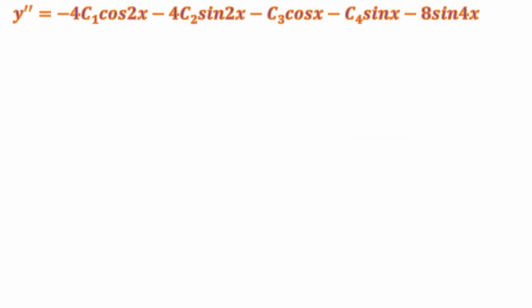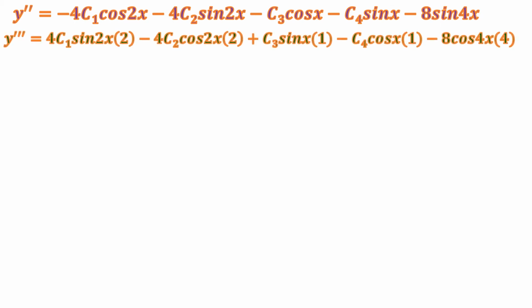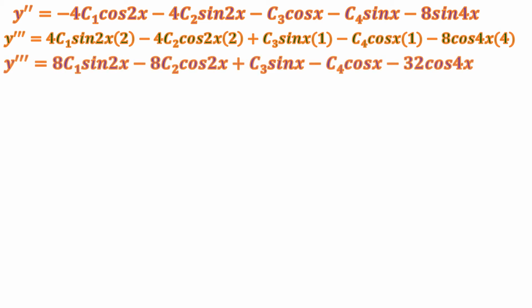Now using the y double prime, we can have the y triple prime by deriving this equation. So let's derive this. It's the same procedure as deriving the previous primes. So we have the y triple prime. We have 8c1 sine 2x minus 8c2 cos 2x plus c3 sine x minus c4 cos x minus 32 cos 4x. So observe that the functions are the same. It's just sine and cosine interchanging, but the numbers are getting bigger and bigger.